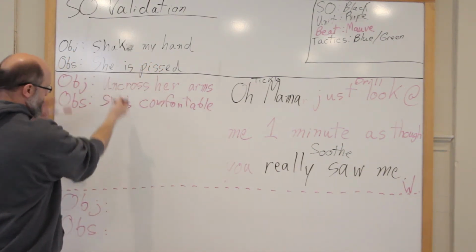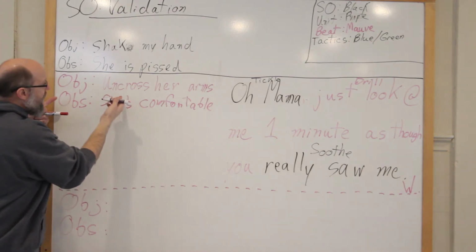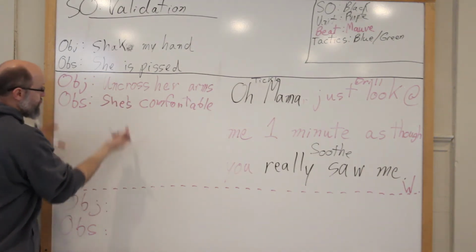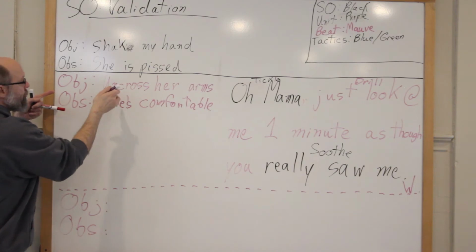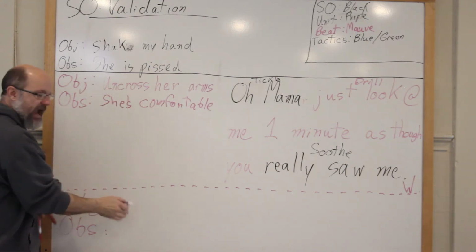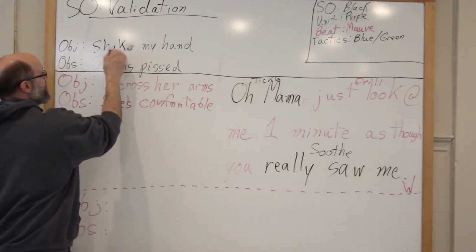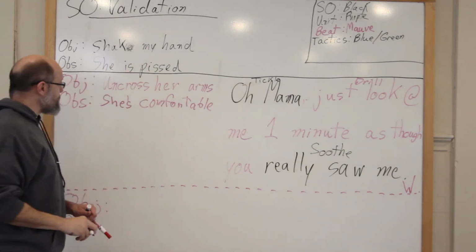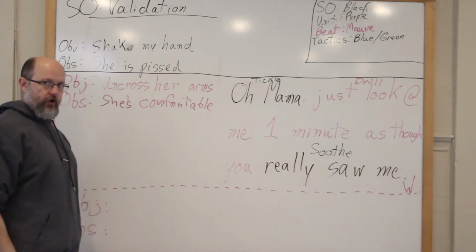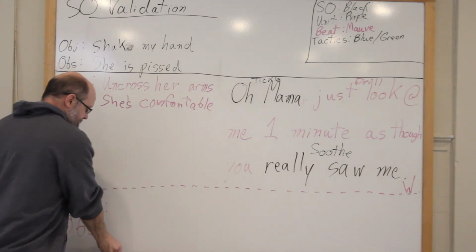All of these things in your beats, ideally, they need to be sequential. Your beat objectives and obstacles have to be sequential. So if they all work out, you'll get that. I want her to shake my hand. The first thing I have to do is get her to uncross her arms. Second thing I have to do is get her to set this down.